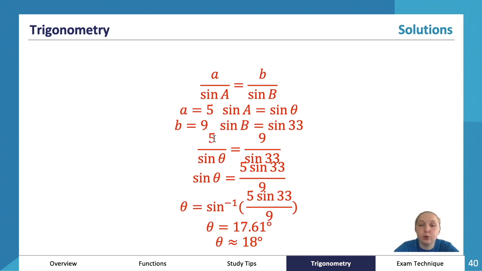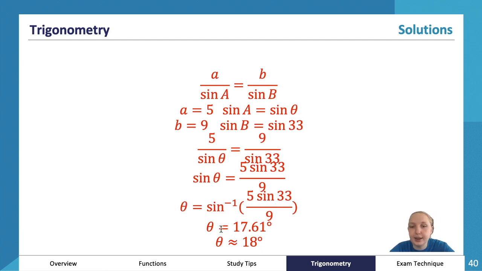Once we get rid of or move that 5 across to the other side, we're going to get sine theta is equal to 5 sine 33 over 9, which will equal the inverse of sine of the 5 sine 33 over 9, so we can get that theta by itself.